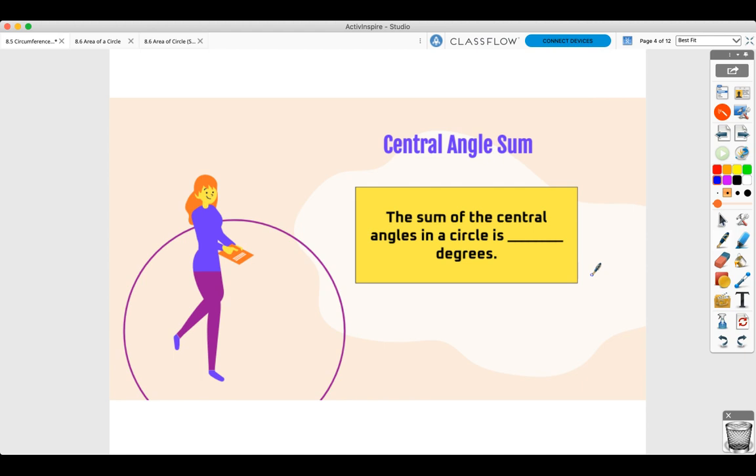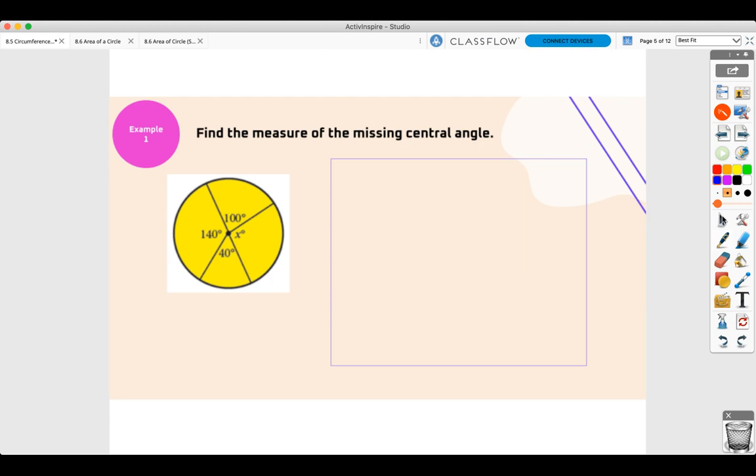Central angle sum. The sum of the central angles in a circle is 360 degrees. All this is saying is you have a circle, and even if I just drew a radius here, from here to here, the entire circle is 360 degrees. This is really important to find measures of central angles. If you don't know that the whole thing adds up to 360, you can't find answers.